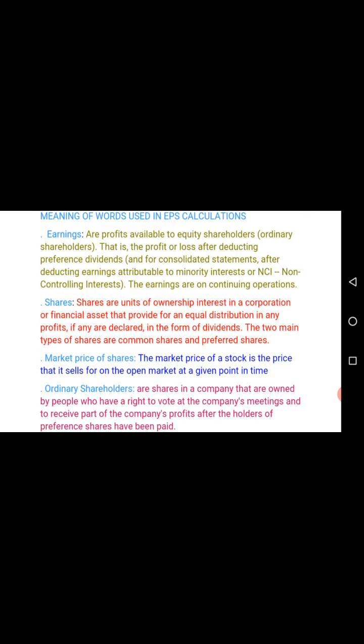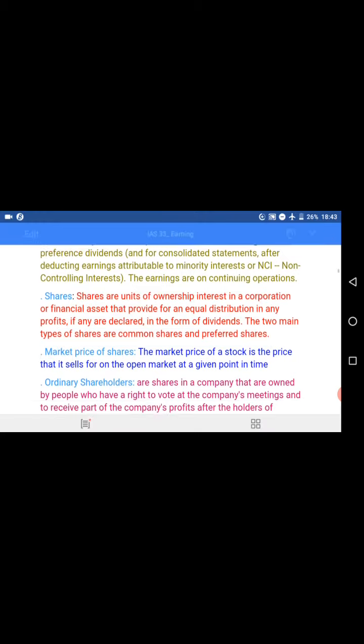It says the market price of a stock is the price that it sells for on the open market at a given point in time. Now we would see that the market price of stocks fluctuates often. That's why we have "at a given point in time" there, and the market price of shares will be used often in this class. So let's go over to the next one.